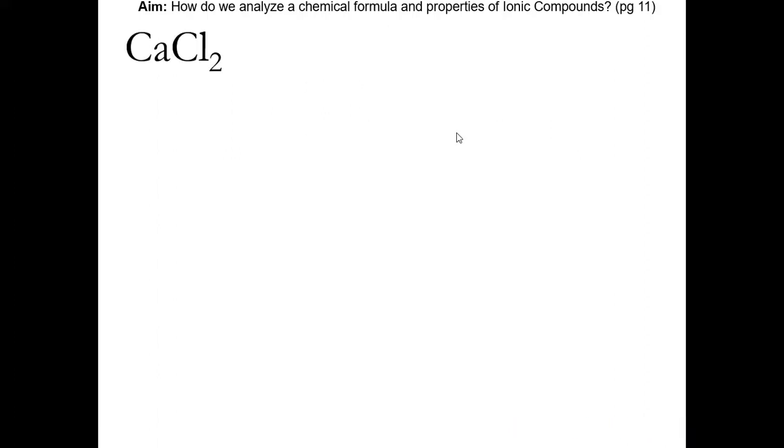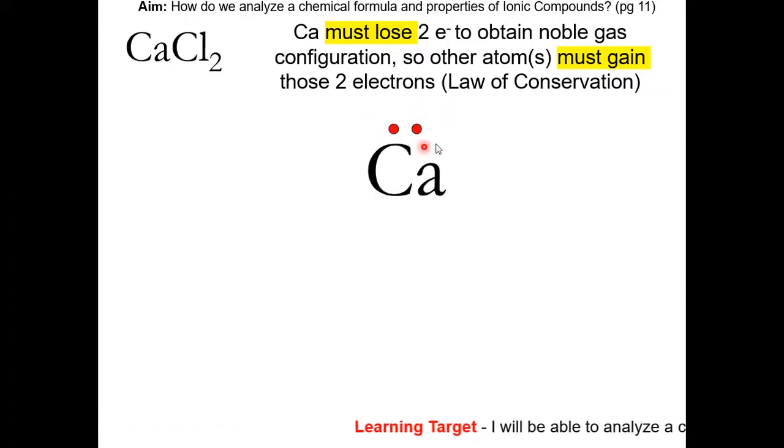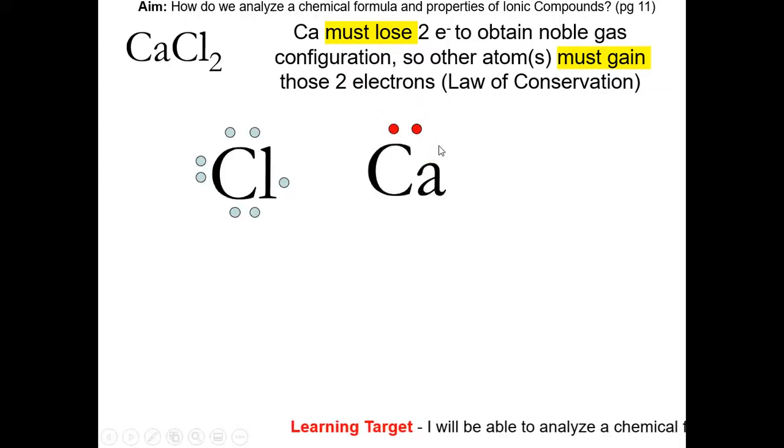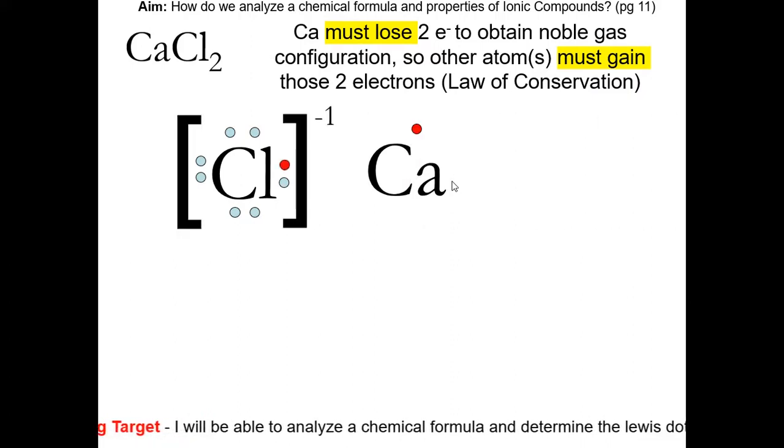So let's do another example in which it's not 1-to-1. So here we have calcium and 2 chlorines. In order for calcium to achieve the noble gas configuration, calcium must lose these 2 electrons. For chlorine, chlorine just needs to gain 1 electron. So calcium needs to lose these electrons to 2 chlorine atoms.